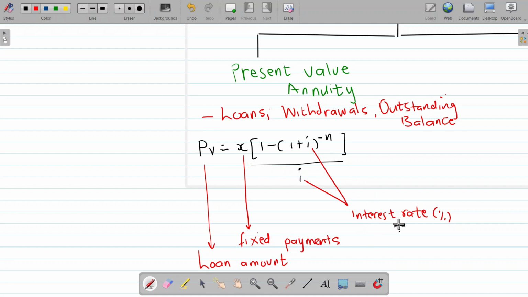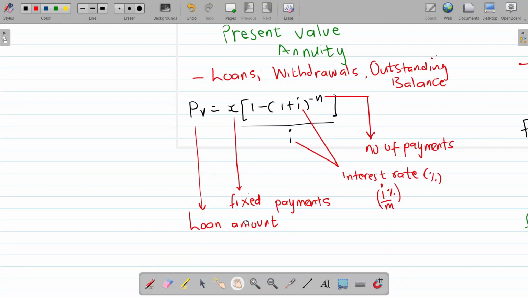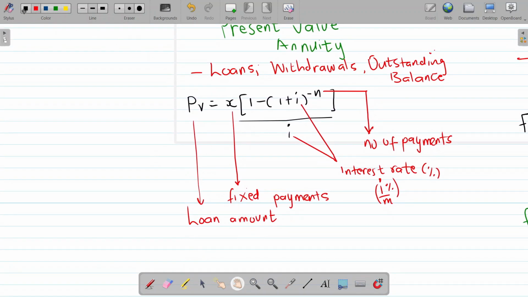And then it could be compounding, implying that you're going to have to divide it by the compounding period. Always divide by the compounding period. Then N over here is the number of payments. Right, so that is the present value formula. Now, when it comes to withdrawals, X could also be your withdrawals, your withdrawal amount.